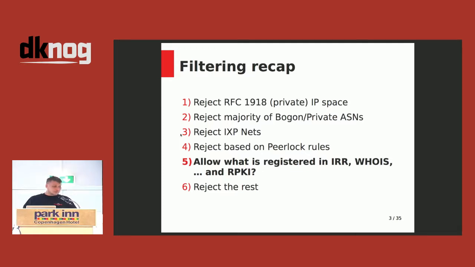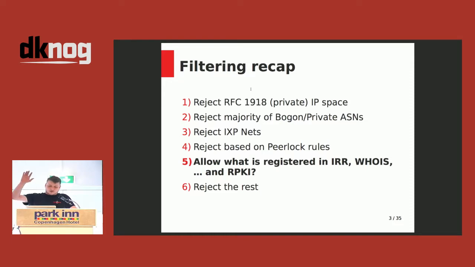Then we have what we call peer lock. That's quite an advanced mechanism that is a whole presentation in itself, and we'll skip over that today. But the basic premise of peer lock is that it's an AS path-based filter where we would reject receiving routes from our peers via other peering partners. So for instance, we should never accept prefixes that Level 3 announced to Cogent and then Cogent in turn announces to us. That should not occur. That's a routing leak. And these filters help against such routing leaks.